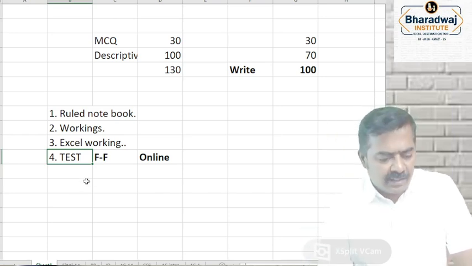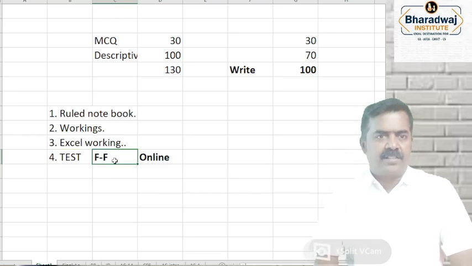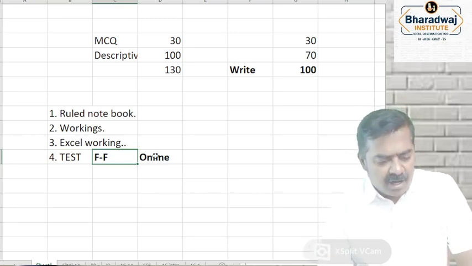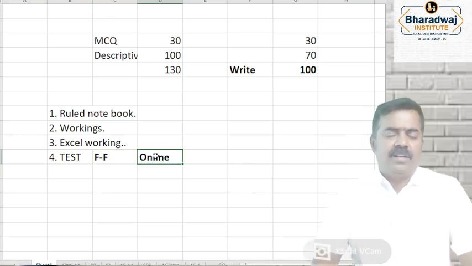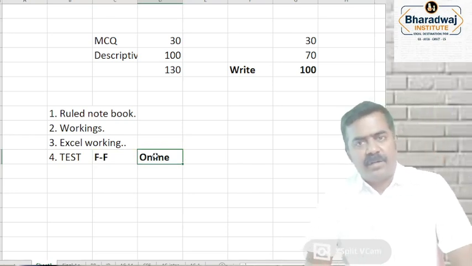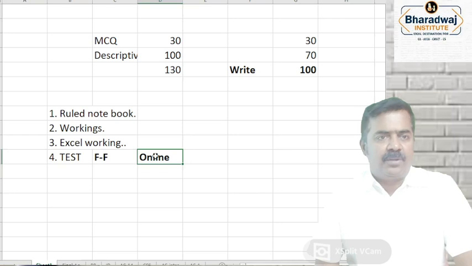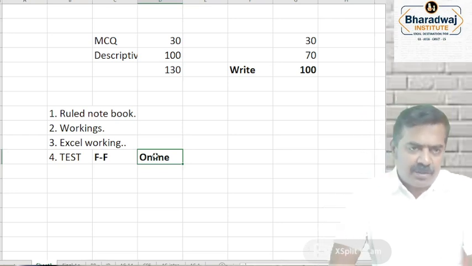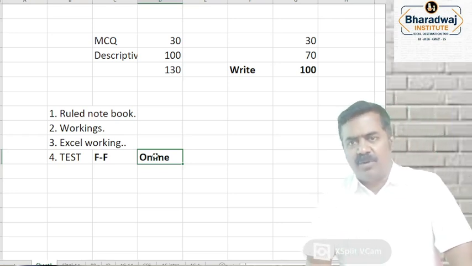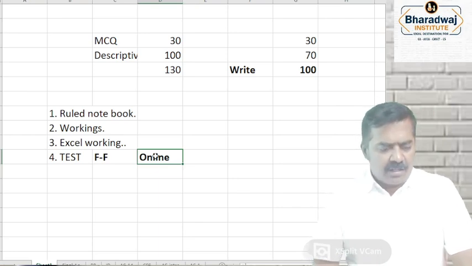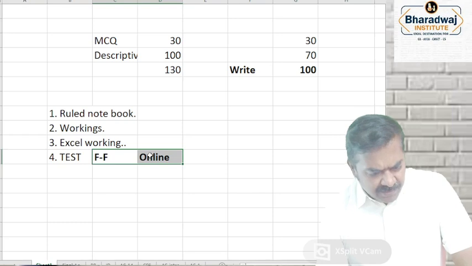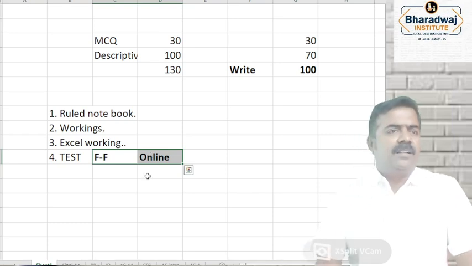How to write the test? Face-to-face students will write the test here. Online students will write the test, and if you want, you can courier the paper, we'll correct it, or you can convert it to PDF format and send it to the admin. We'll share the marks or a Google form. Recorded class students also can take the tests and submit them in PDF form.